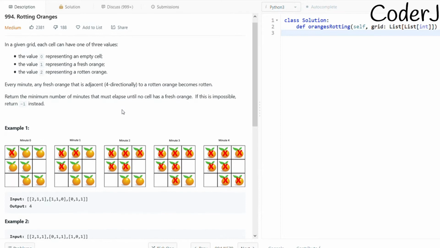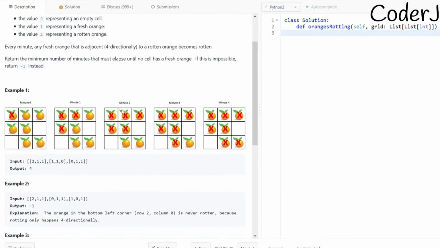What we are supposed to do is return the minimum amount of time that is required so that we can convert all the fresh oranges into a rotten state. But if it is impossible, then we have to return -1. So when will it be impossible? If there's a fresh orange that is completely isolated, where no rotten orange can reach. At that time we won't be able to convert all the fresh oranges into a rotten state, so we just return -1. Let's try to understand it by an example.